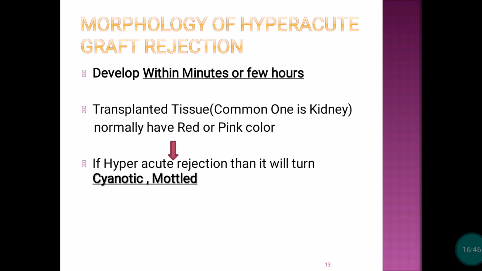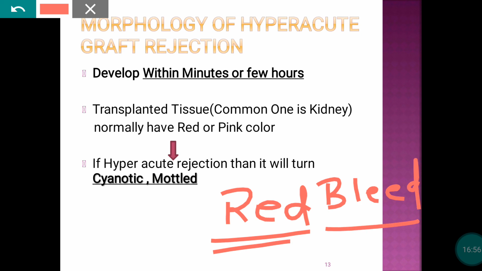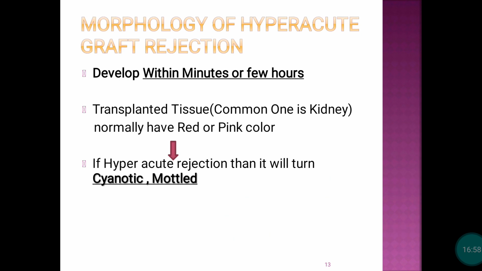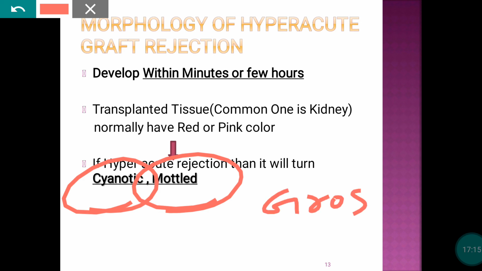Now what happened? Normally the freshly transplanted tissue is red in color and it will bleed. Usually it will freshly bleed. Here what happened? Because of rejection there will be vascular injury, so there will be thrombosis, ischemia. So because of lack of blood supply the tissue will get cyanotic, it will be blue colored and become flabby, that is called mottled appearance. So these are the gross changes, right?